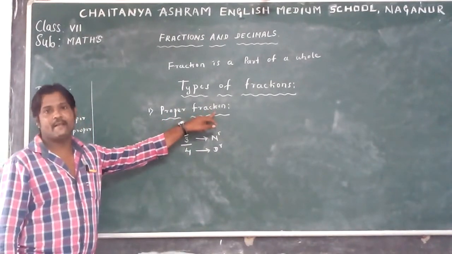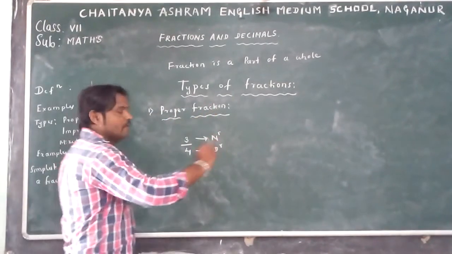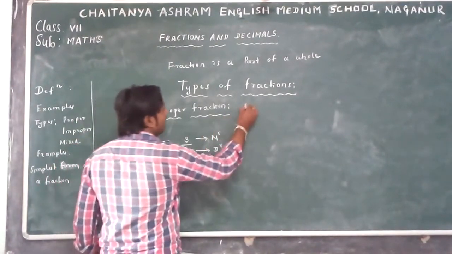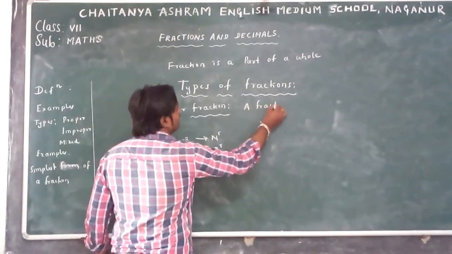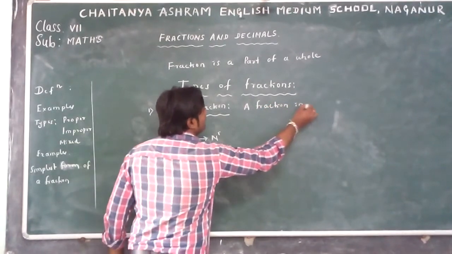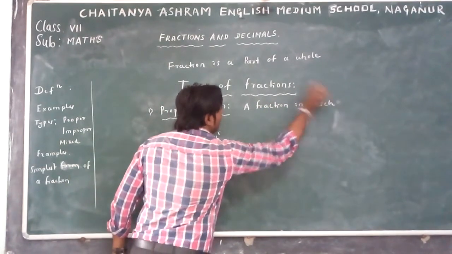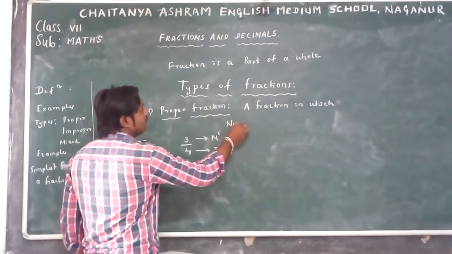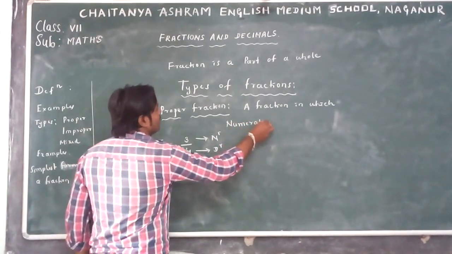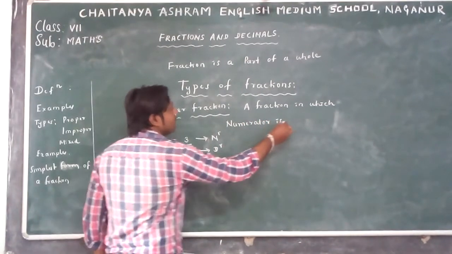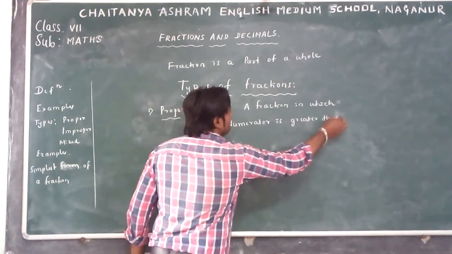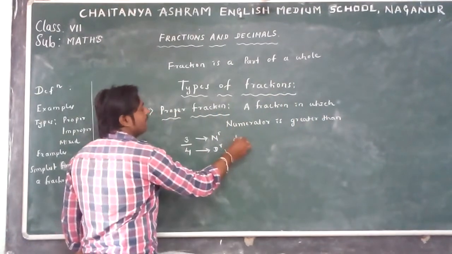We observe that in this fraction, the numerator is smaller than the denominator. So, in a fraction, if the numerator is smaller than the denominator, such a fraction is called a proper fraction. Now, we will define proper fraction. A fraction in which the numerator is greater than the denominator.